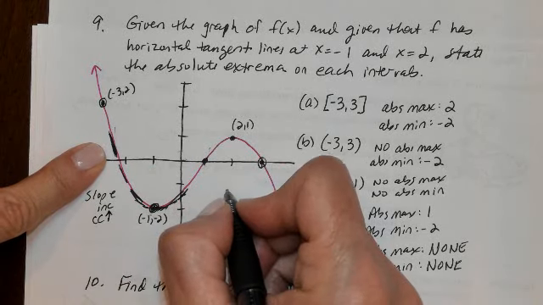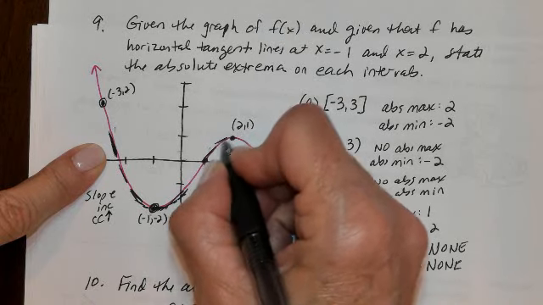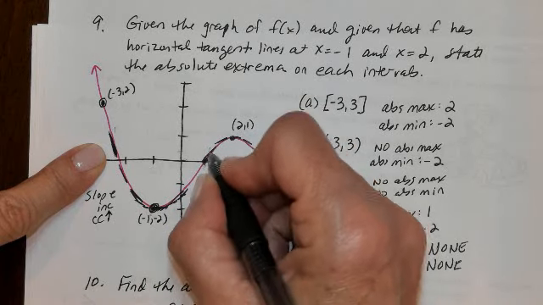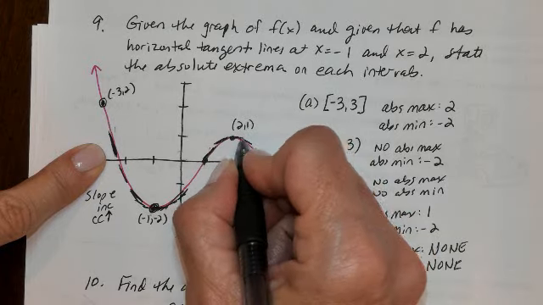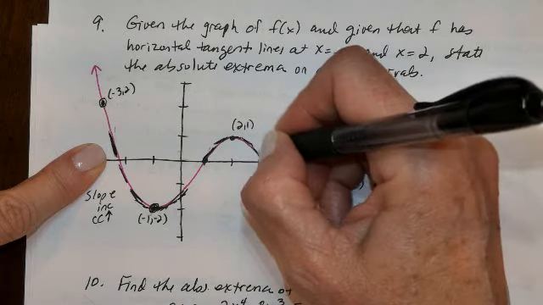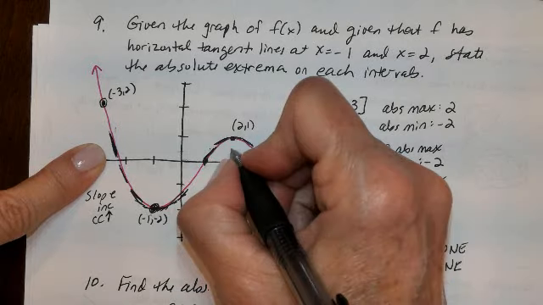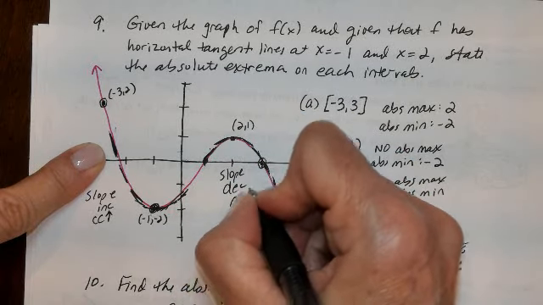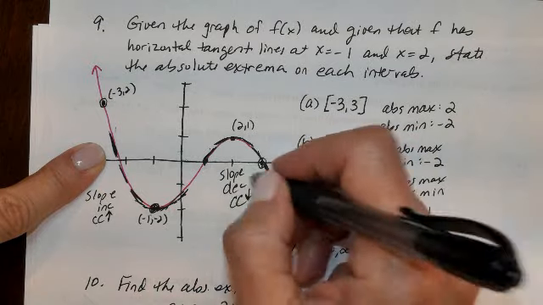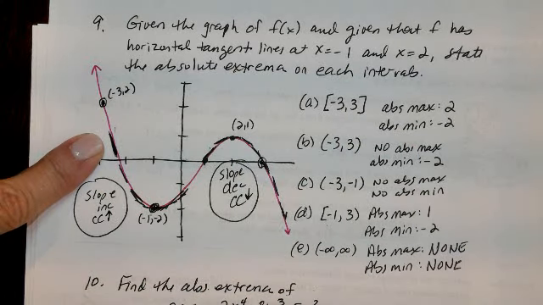If the slope is increasing, you're concave up. What if your slope is decreasing? Here we're pretty steep, and then less steep, flat, negative, more negative, more negative, more negative. Here our slope is decreasing, so we are concave down. Alright, slope increasing, concave up.